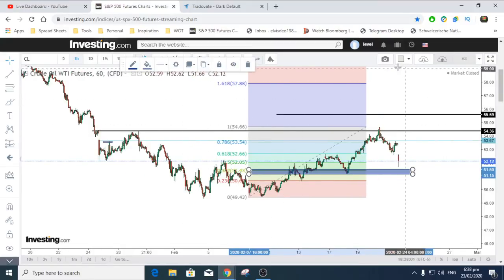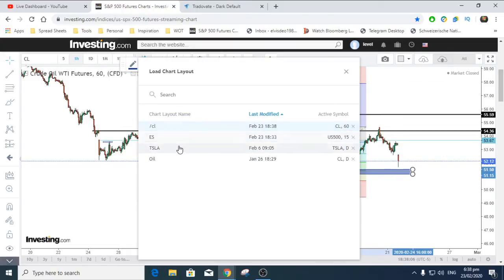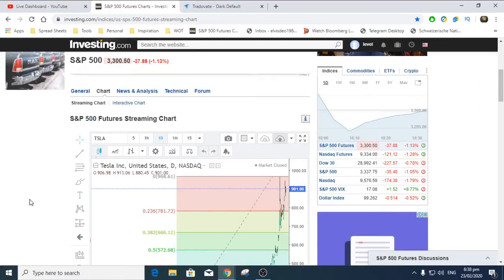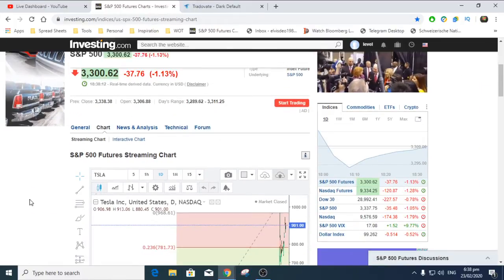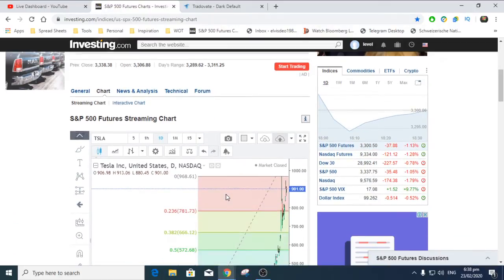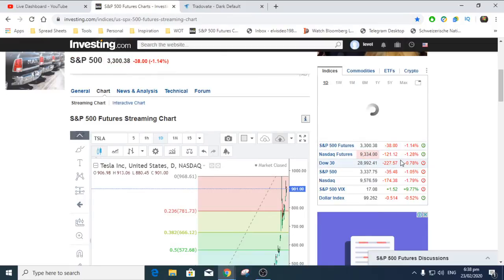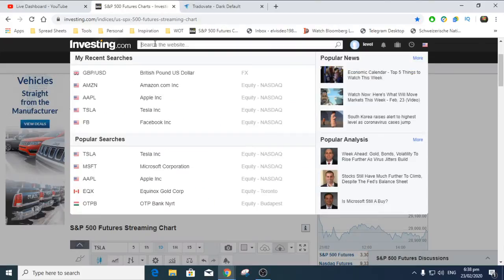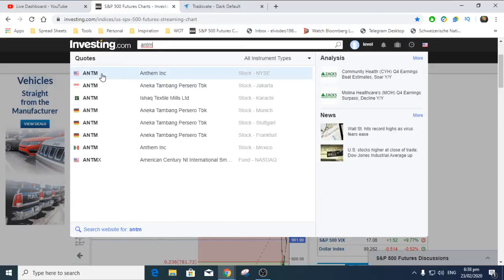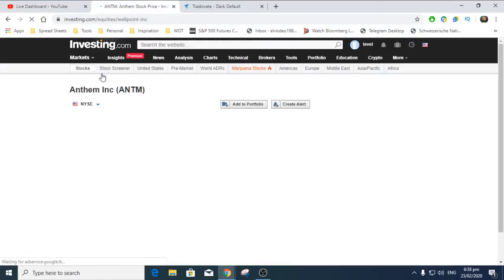Alright, let me see what Tesla is doing overnight. No, I don't have a quote for overnight as yet. Market, no after hours trading. Alright, so let me see if I have it. I sold some Anthem. I had to add this to my portfolio.